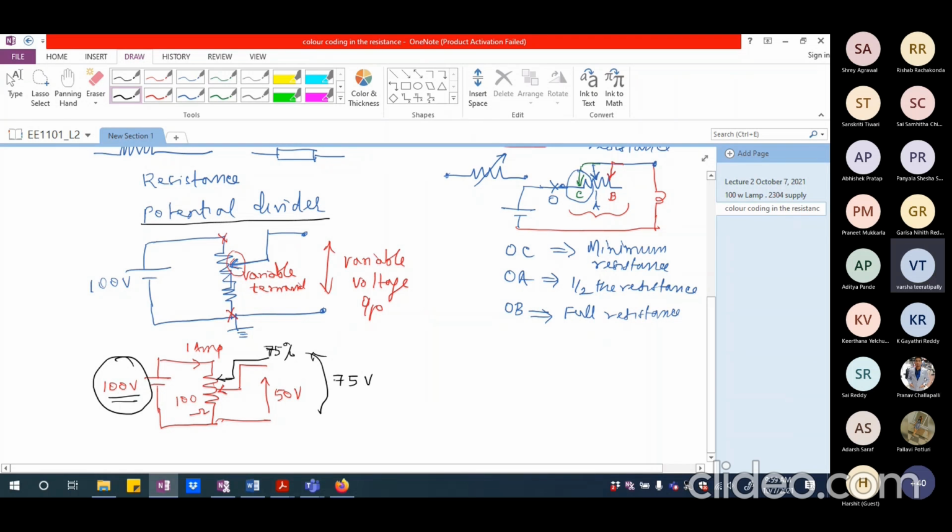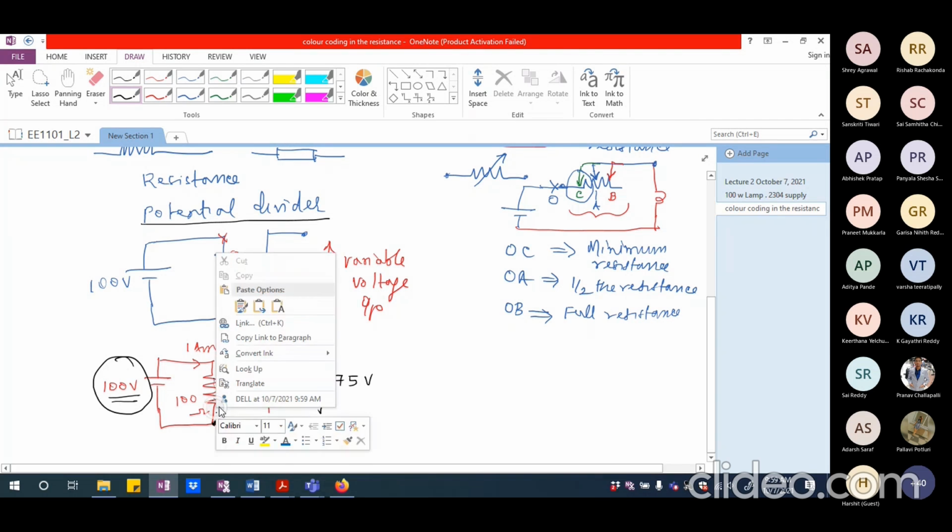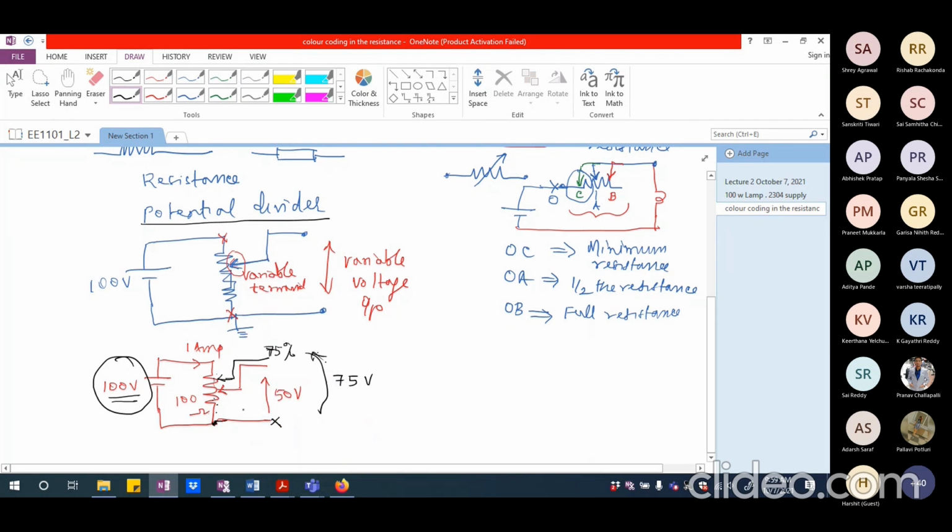Ma'am, at which end is it 0 and at which end is it full? See, if I am taking the output between this point, which is the fixed point, it depends on the distance from the fixed point. If the distance from the fixed point to the variable point is larger, I'm going to get a larger voltage. If it is very, very close to the fixed point, I'm going to literally get 0 voltage. Get my point?